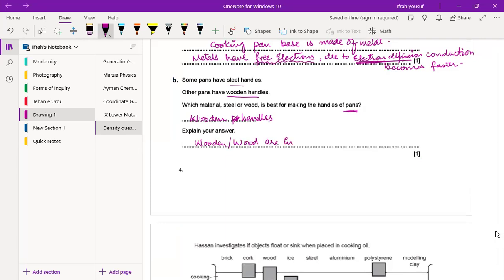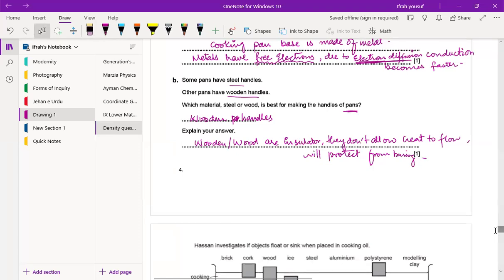are insulators, right? Insulators do not allow heat to flow, right? Will not cause any burning. Will protect from burning. Okay.